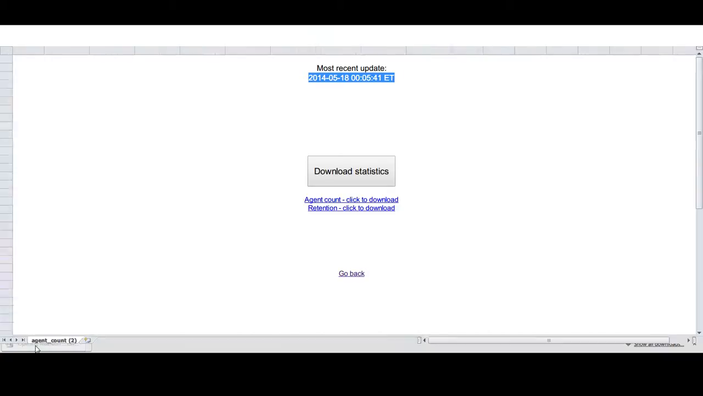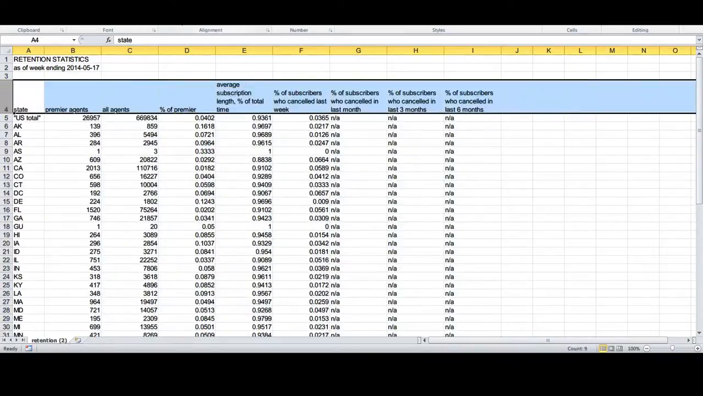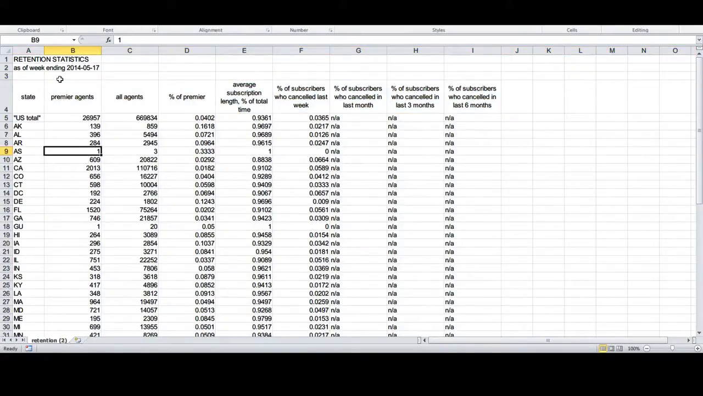The retention one tracks just that, retention. And if we look at that, the first three columns are the same as they are in agent count: the number of Premier agents, number of all agents, share of Premier agents. Now the next column is average subscription length. What it is, is how many times any given agent showed up in scanning results, divided by the number of weeks that the scanning happened. So if an agent showed up 3 times over 3 weeks, it's going to be 1, which is the case in American Samoa and Guam with their 1 Premier agent.